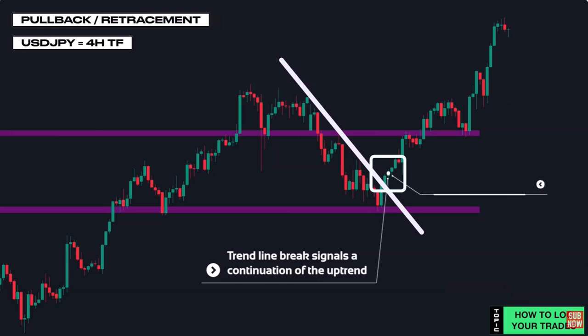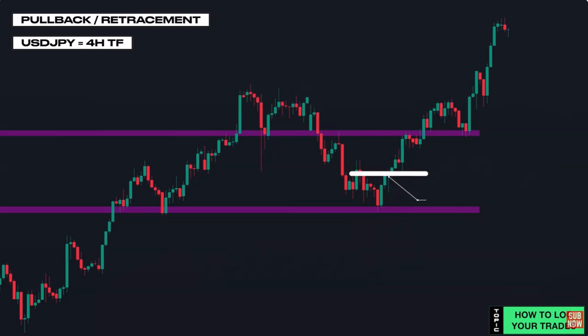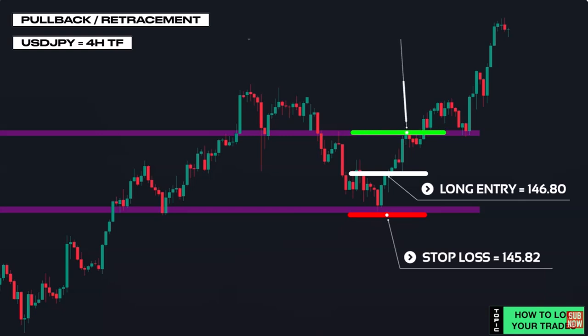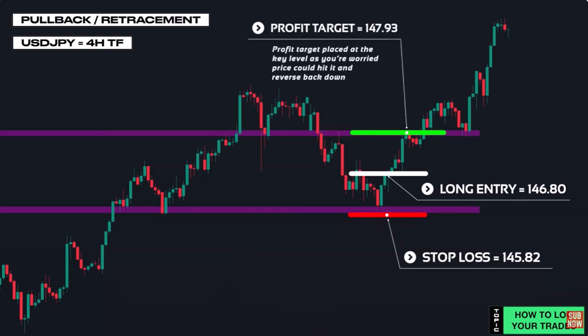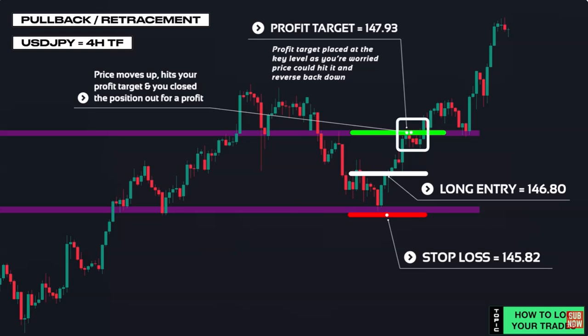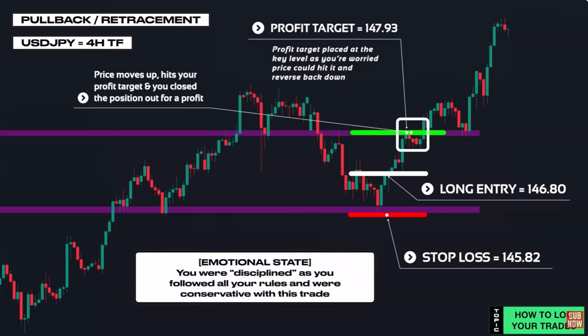So you decide to apply your own pullback and retracement strategy and decide to enter here. Stop loss placed here. Profit target placed here at the key level, as you're worried price could hit it and reverse back down. Price then moved up, hit your profit target, and you closed the position out for a profit. Your emotional state during this trade was disciplined, as you followed all your rules and were conservative with this trade.